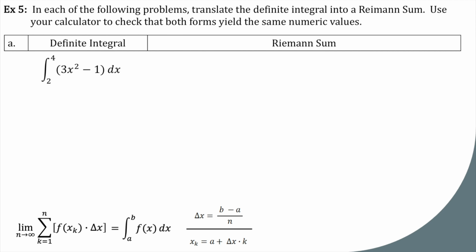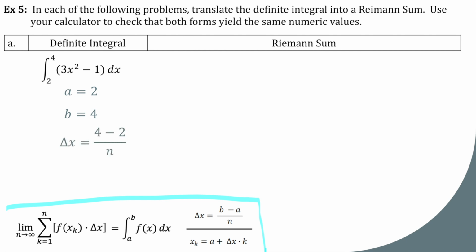All right, let's give this a go again. So we're moving from a definite integral to a Riemann sum. You can look down here for some hints if you'd like. First, we figure out our starting point is 2, so a equals 2. Our ending point is 4, which means our delta x is 4 minus 2 over n. We don't have a specified number of rectangles. We want that number to go to infinity. So our delta x is 2 over n.